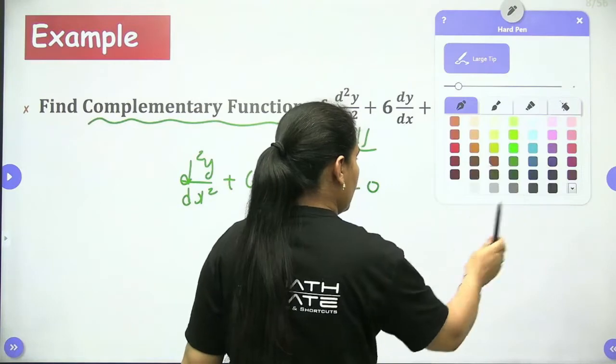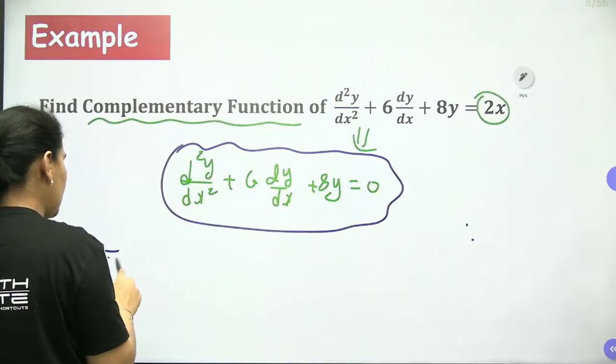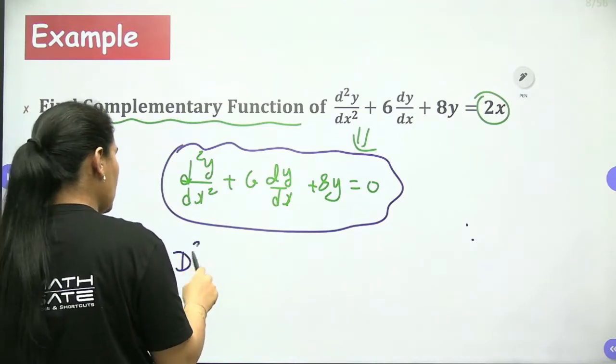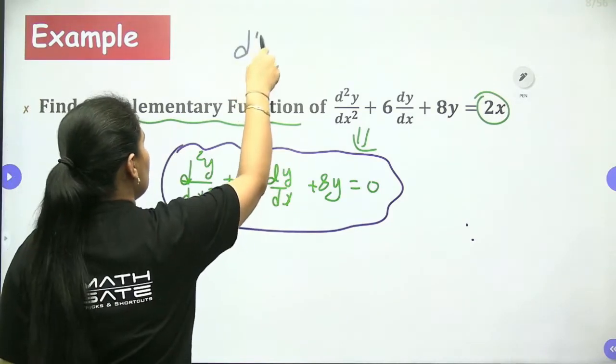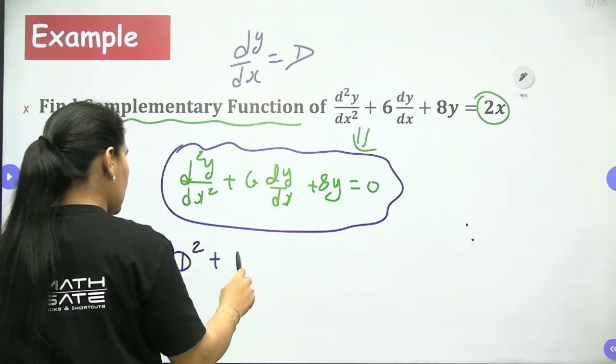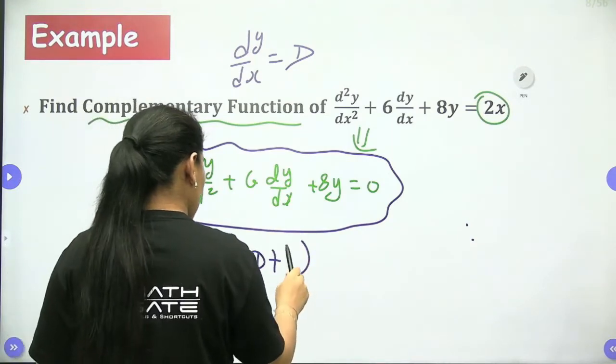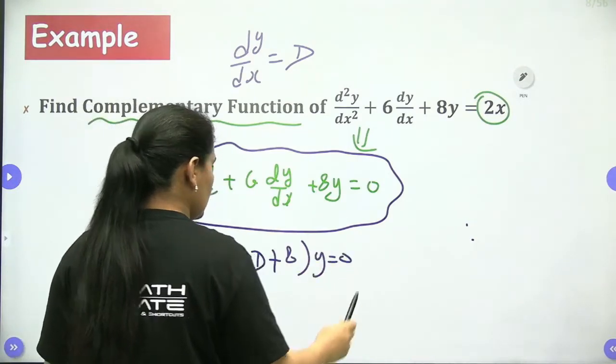Okay, now let's approach this one, dear students. When we approach it, it will be D square. We can write D only at the place of dy by dx. So it will be D square plus 6D plus 8, okay, plus 8y is equal to 0.